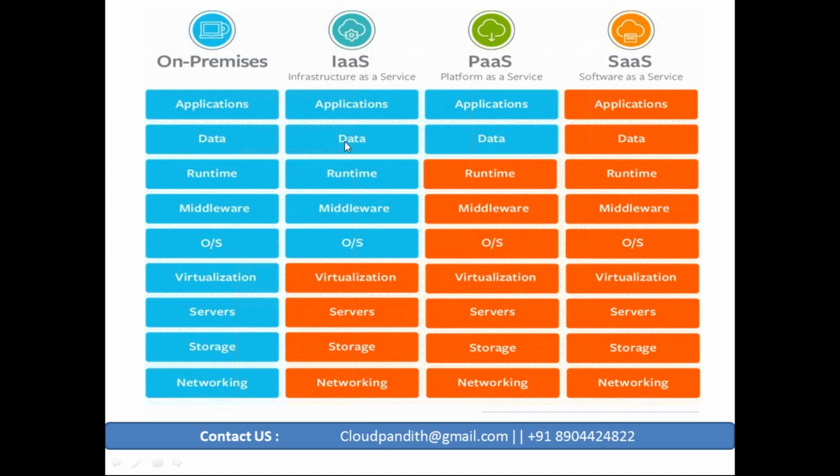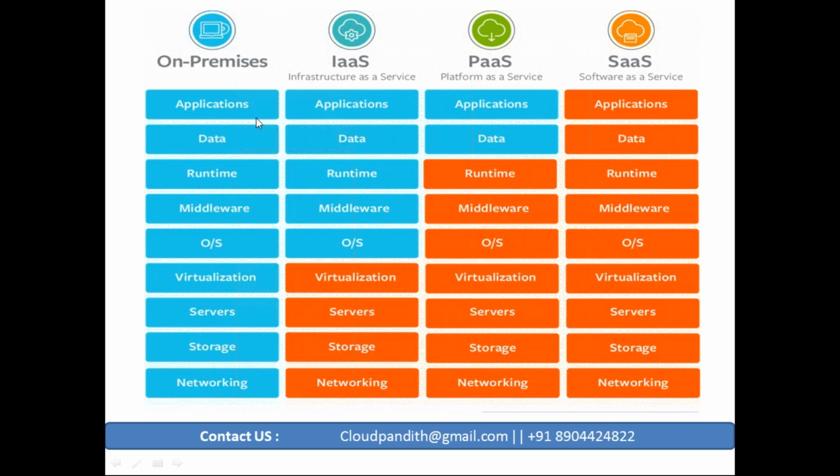Here, application, data, runtime, middleware, operating system, you are going to take care. You are going to select whether you want a Windows operating system or a Linux operating system, what kind of middleware you want, what type of runtime you want. Where do you want to store your data, on what type of disk, like SSD or HDD. All the things you are going to decide here, IaaS.